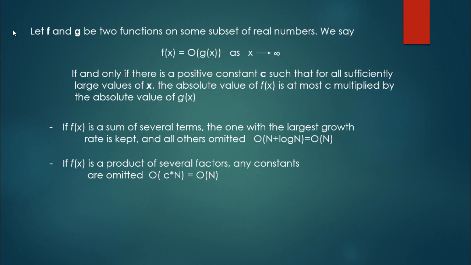And there are two important rules. If f(x) is a sum of several terms, the one with the largest growth rate is kept and all others omitted. For example, we have O(n + log n), then because n is the bigger one as far as the growth rate is concerned, it's going to be equal to O(n). And if f(x) is a product of several factors, any constants are omitted. So a constant multiplied by n equals O(n).